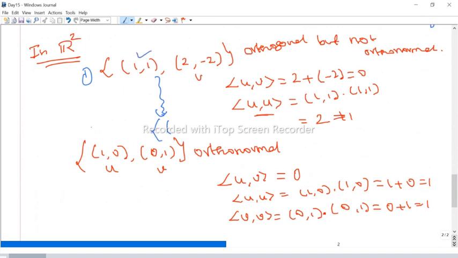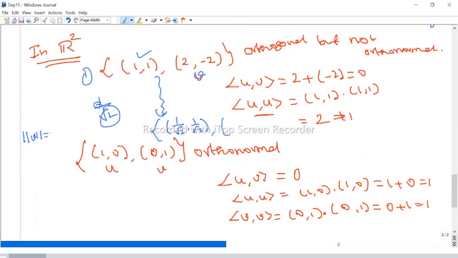So what is the norm of this vector? 1 by root 2 is the norm, because of the square root of this. Therefore, we have to divide by this number. Therefore, 1 by root 2 comma 1 by root 2. Now what about this vector? So what is the norm of this? Maybe I call this vector v. What is the norm of v?